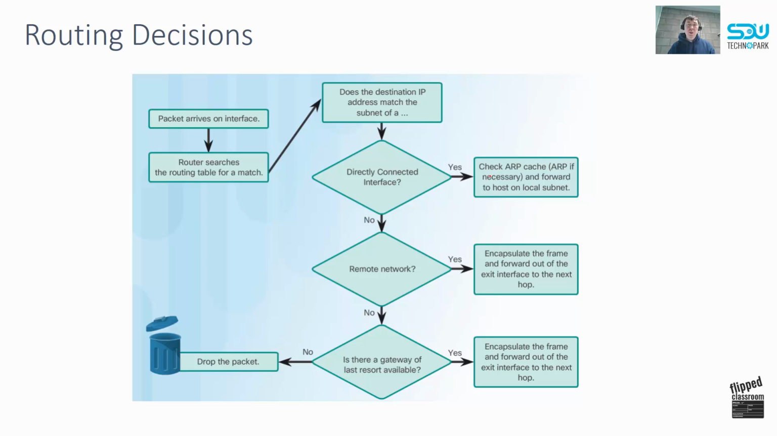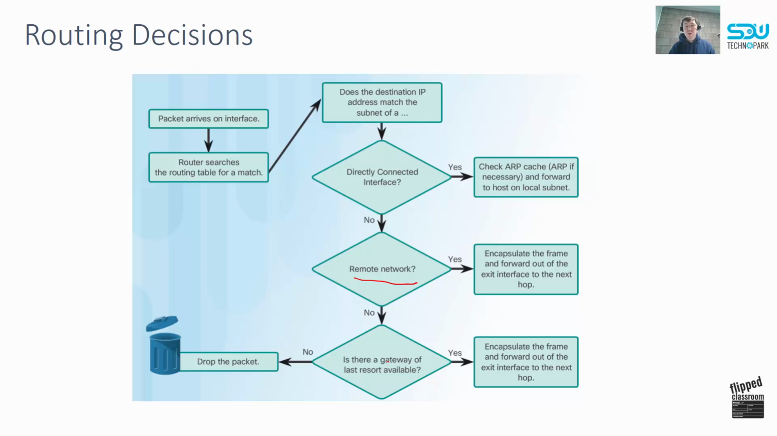In case it is not a directly connected network, the router checks whether it is a remote network or not. If it is a remote network, information about which we have in the routing table, then the router encapsulates the frame and sends it to the next hop IP address. Next hop is the next router on the path of this packet. And if the destination network is not listed in the routing table, then the router checks whether any gateway of last resort is available.